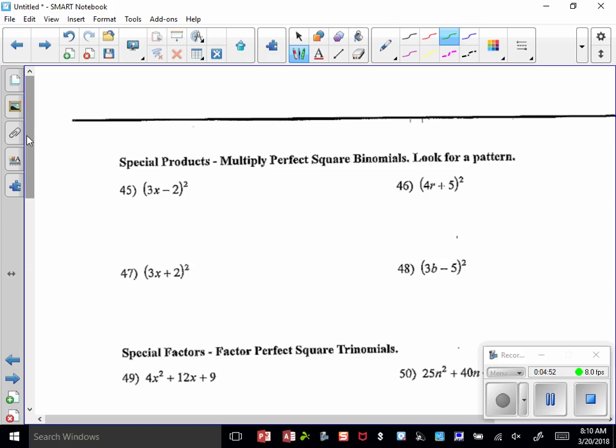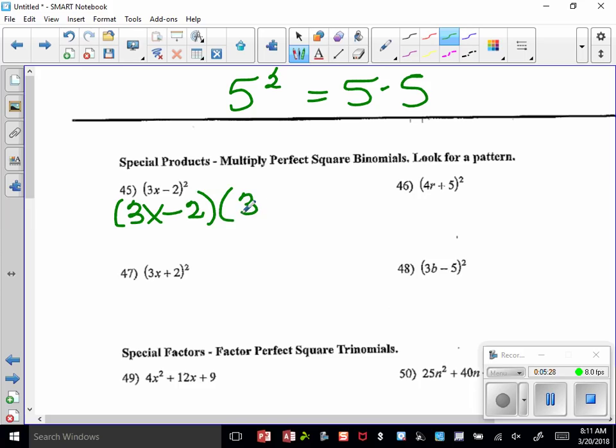On page 8, you'll see what we call special cases. And I can tell you the most common mistake in problem number 45: students think they can just simply square 3x and square the negative 2. That is not what that's asking you to do. Just keep in mind, when we square a number, we are writing down the factor 2 times. So you're doing the exact same thing if it's a binomial. You're writing this down 2 times. You're not just squaring the first term and squaring the second term.